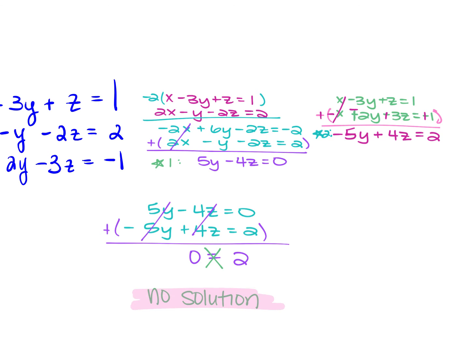In the sense that if you got something like 2 is equal to 2, that would be a true statement. So anytime you get a true statement, your answer would be infinitely many solutions.